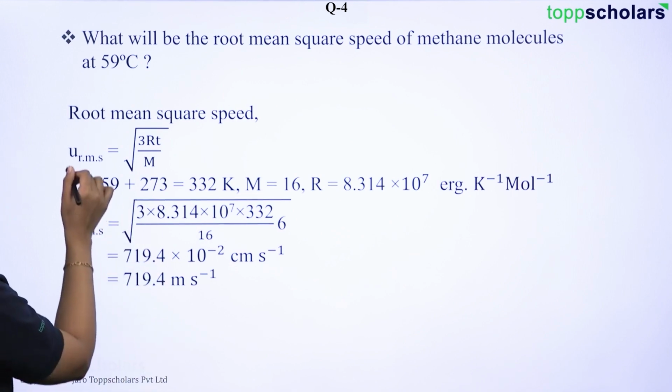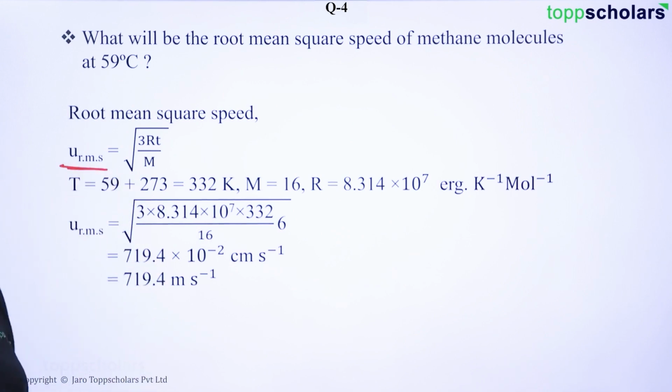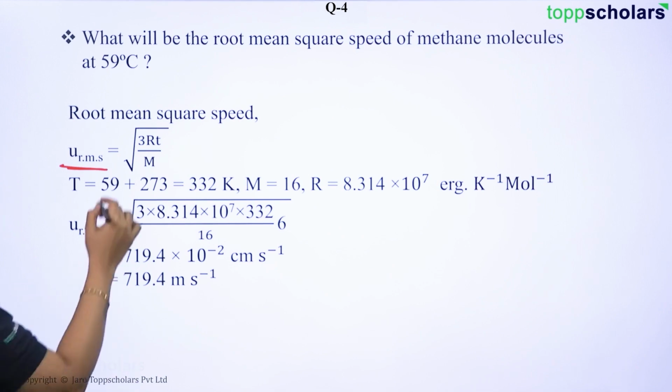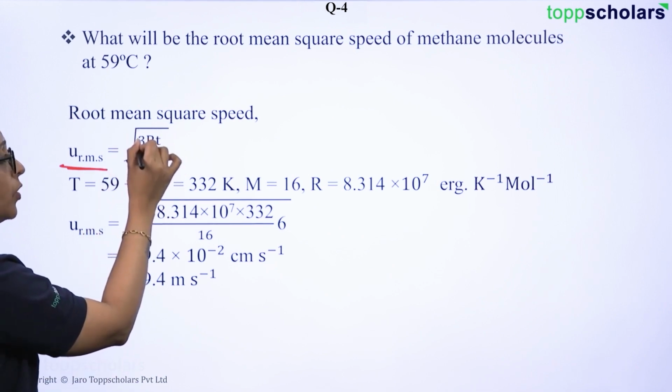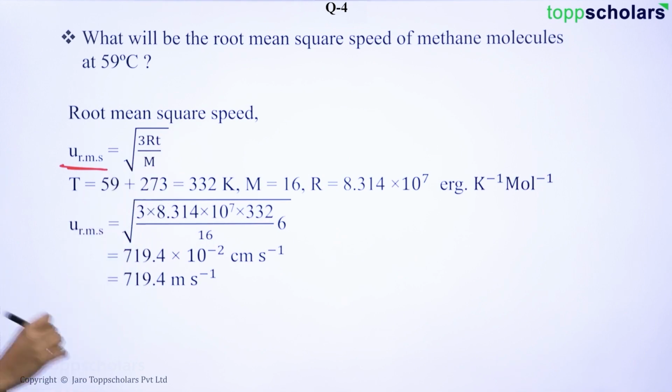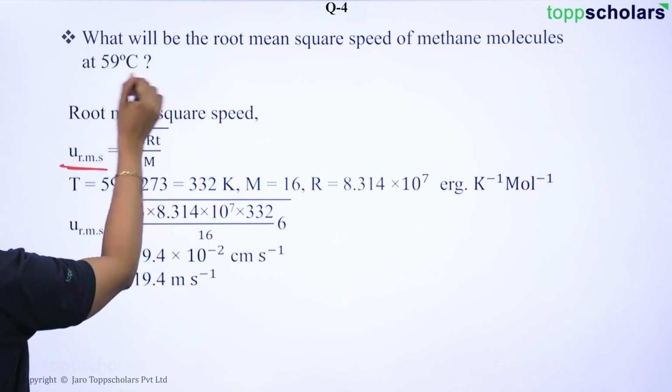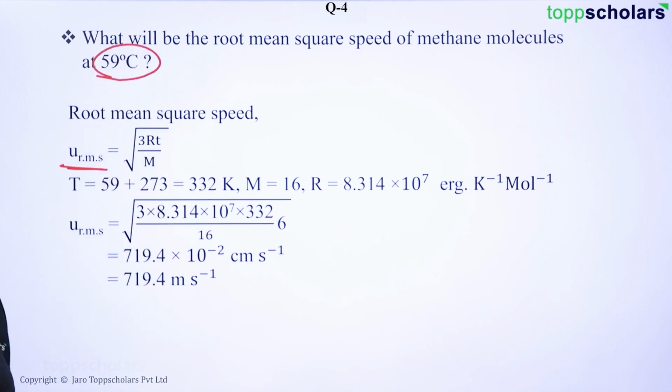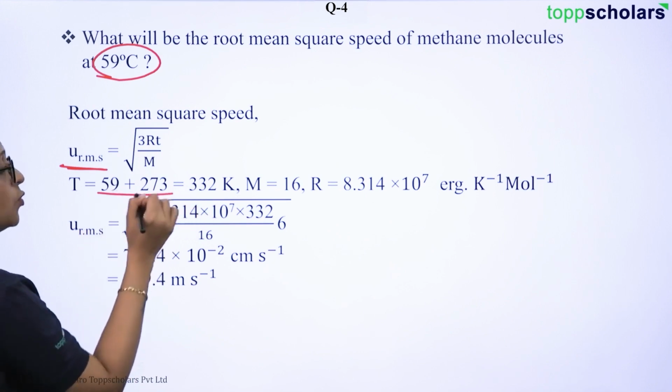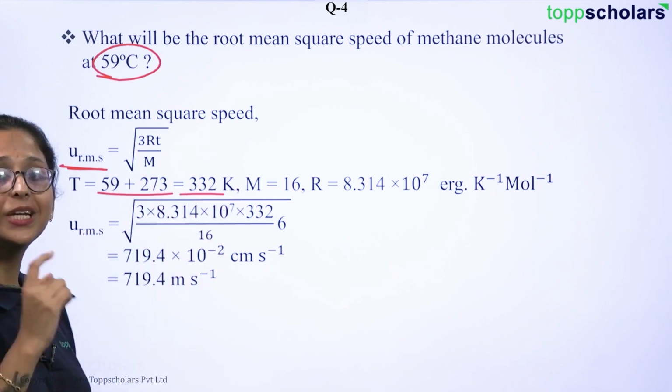So for this we are going to use the formula. You can represent root mean square by writing it as U RMS, and for that we are going to do the square root of 3RT by M. So the temperature that we have here is in the form of Celsius. Let's convert it into Kelvin. 59 plus 273 gives you 332 Kelvin.